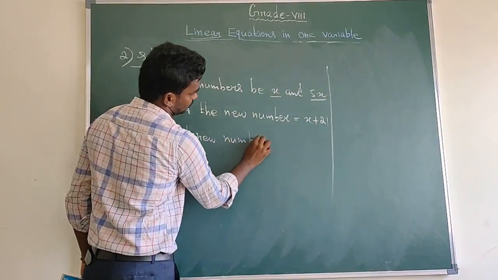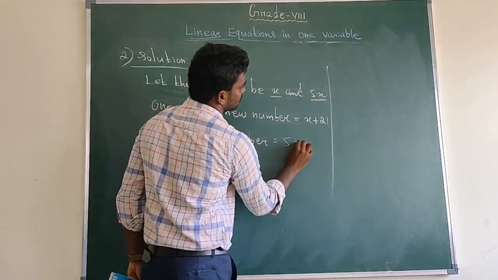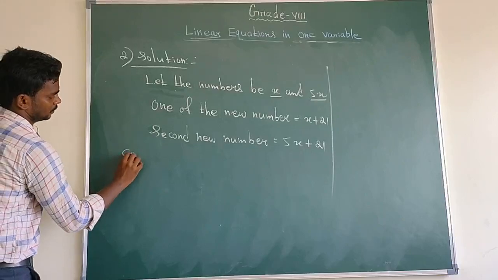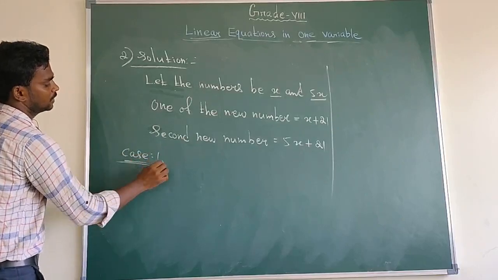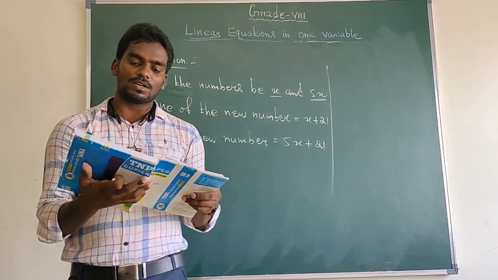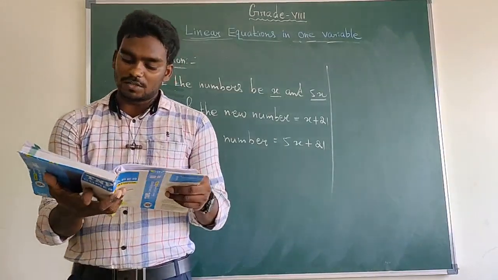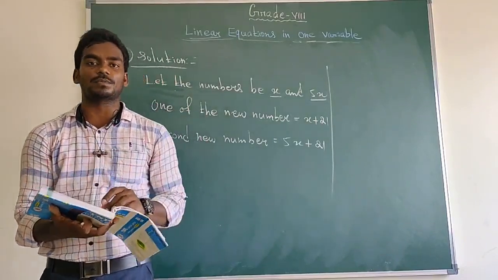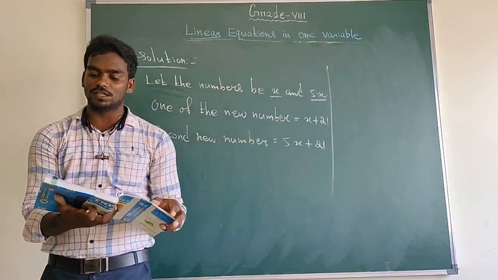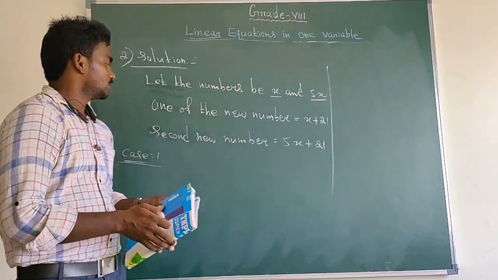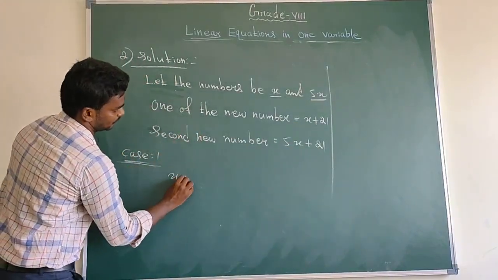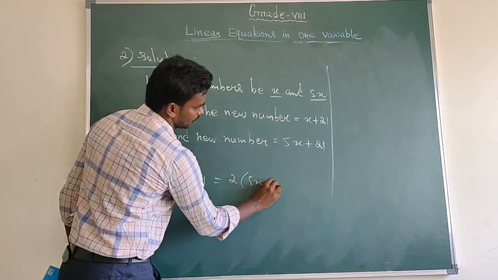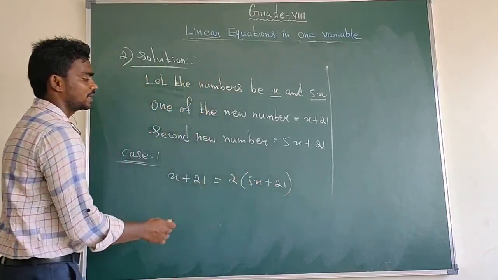Second new number equal to 5x plus 21. So we have two cases to solve. So why? Because if 21 is added to both the numbers, then one of the new numbers becomes twice the other new number. One of the new numbers becomes twice the other new number. So what are the numbers? So first case, we can consider x plus 21 is equal to 2 into 5x plus 21, because one of the new numbers becomes twice the other number.